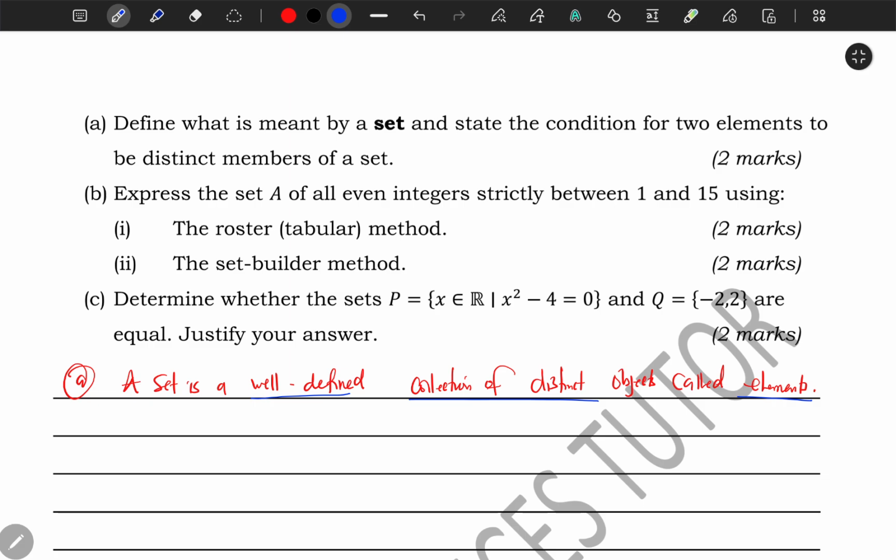Don't forget. All right. Then state the condition for two elements to be distinct members. The word distinct means no two elements in the set are identical. Meaning, for two members to be distinct, they should not be duplicates of each other. Meaning no duplication, meaning they are not identical. That's all. So in short, elements must not be identical.